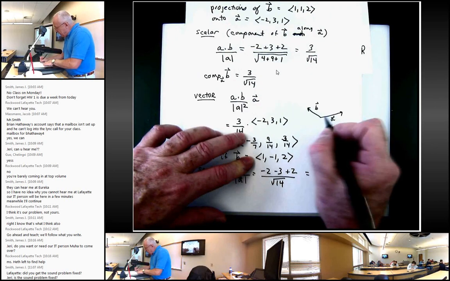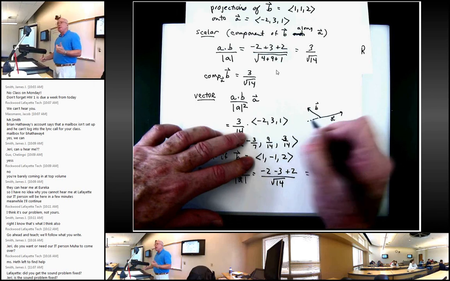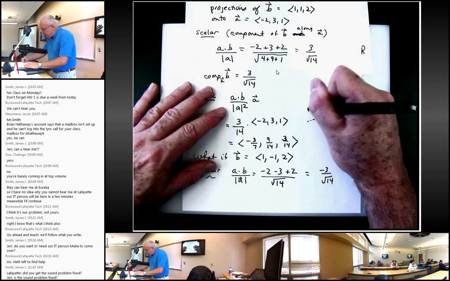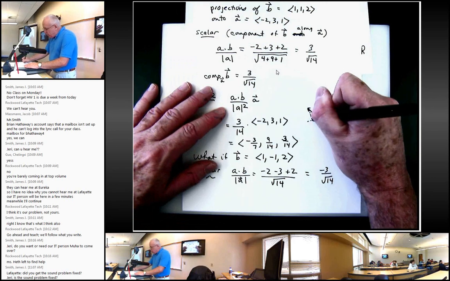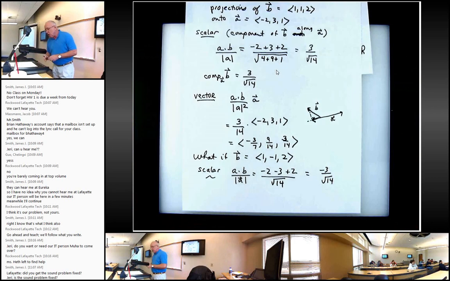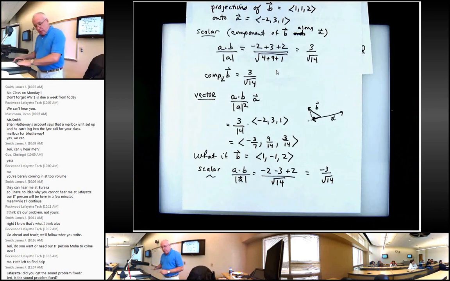Here we're doing B onto A. B is more than 90 degrees away from A, so when we drop down that perpendicular, our shadow vector is going to be going in the other direction. That's why we have a minus here now, a negative number in front.